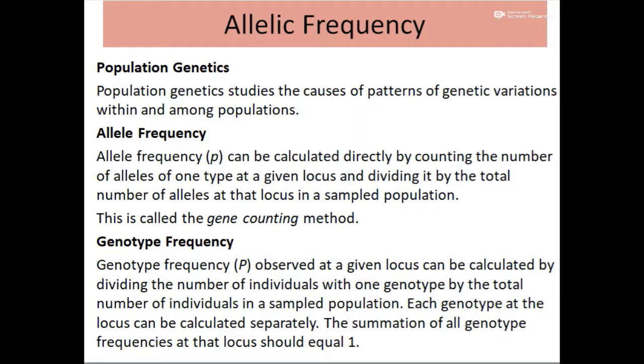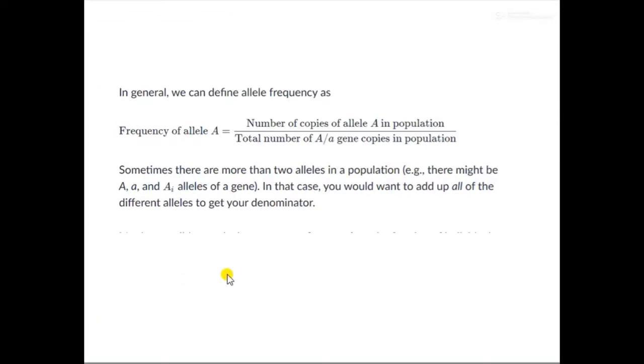If you consider genotypic frequency, it is calculated by dividing the number of individuals with one genotype by the total number of individuals in a sampled population. Each genotype at the locus can be calculated separately, and the summation of all the genotype frequencies at that particular locus should be equal to 1. When I tell you like this, it might feel quite confusing, but just look into this.